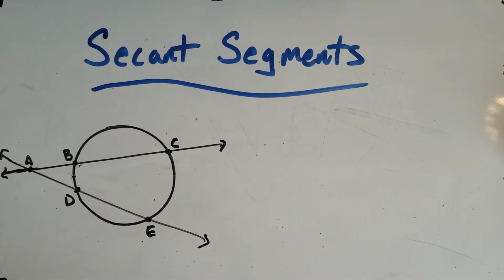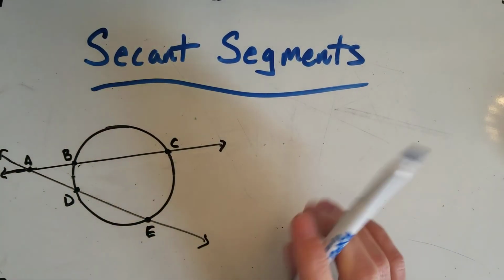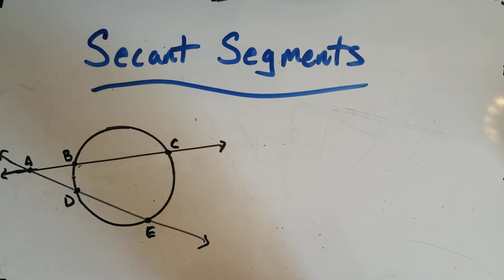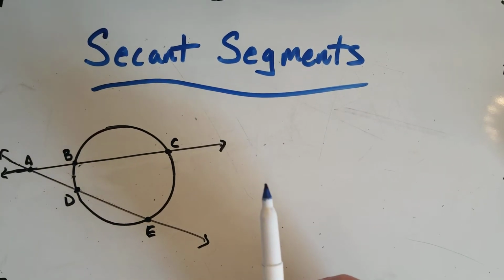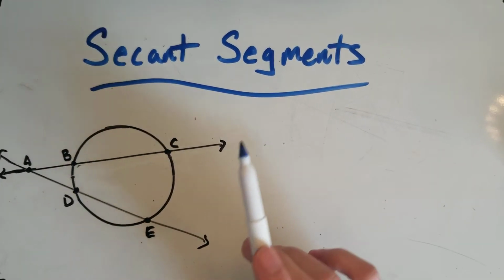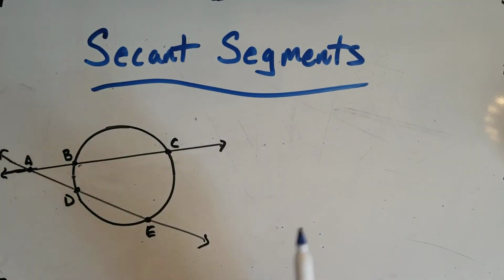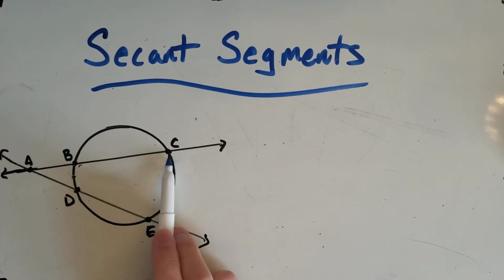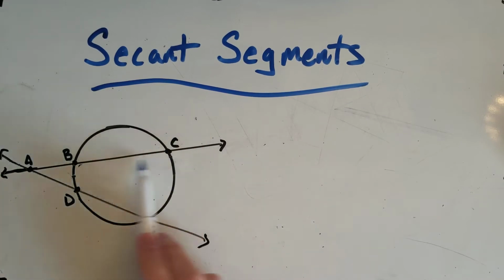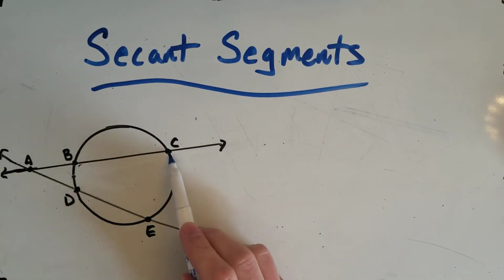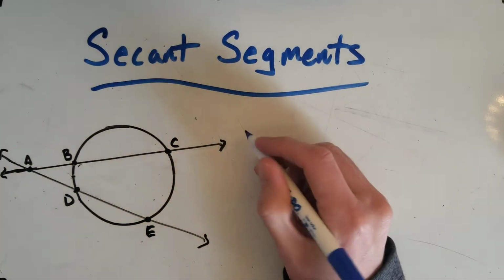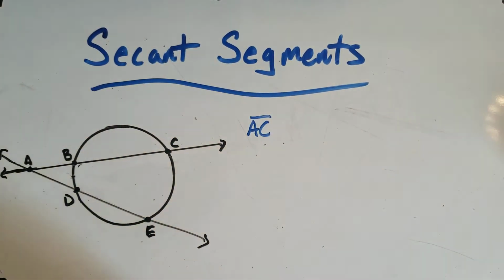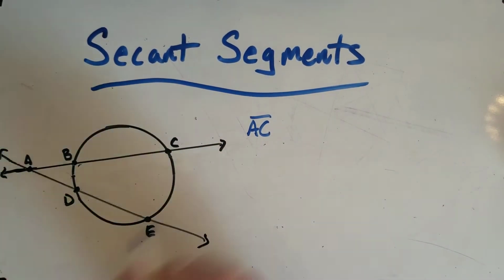Hey guys, today we're going to talk about secant segments. A secant segment we define as a segment of a secant that has exactly one endpoint on a circle. For example, AC is a segment of the secant of this line over here, and it has exactly one endpoint on the circle. So AC would be an example of a secant segment.